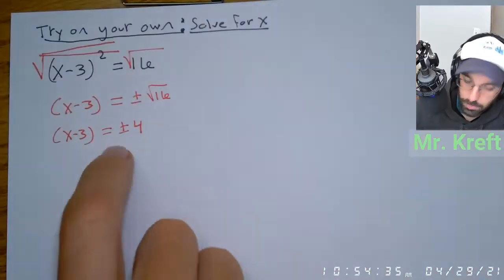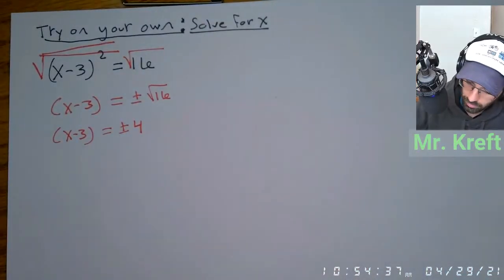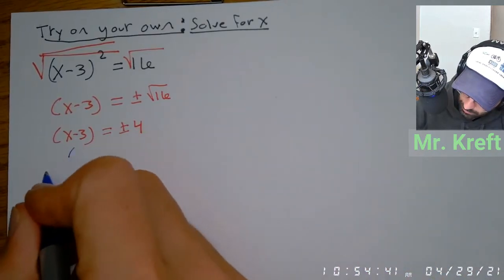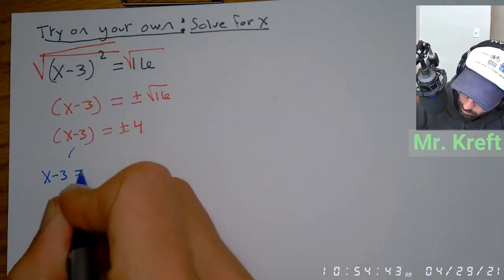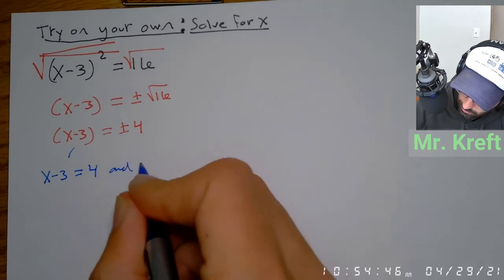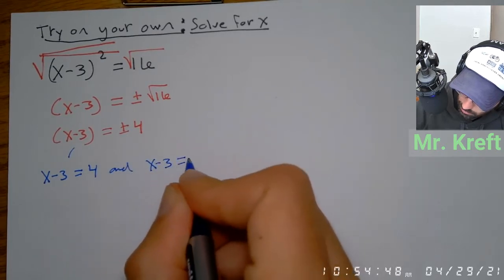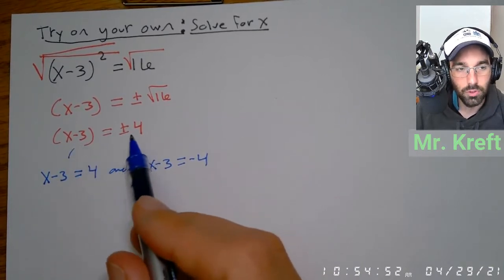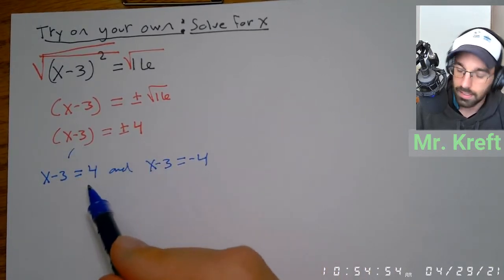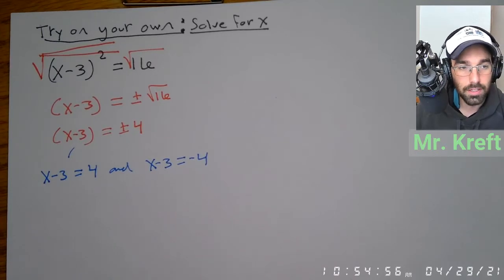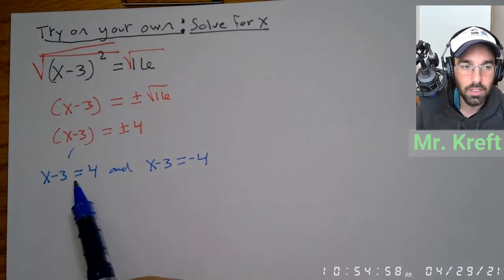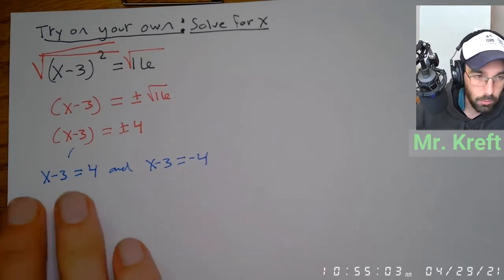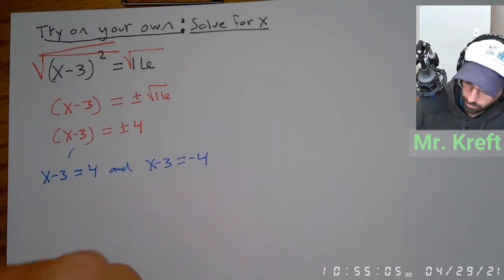Okay. So remember, plus or minus means two answers. So if we have two answers, that means we're going to have two equations. So I'm going to have x minus 3 equals positive 4 and x minus 3 equals negative 4. So the left side is always going to stay the same. It's just the right side that's going from positive to negative. So then you've got your x minus 3 equals 4 and your x minus 3 equals negative 4.